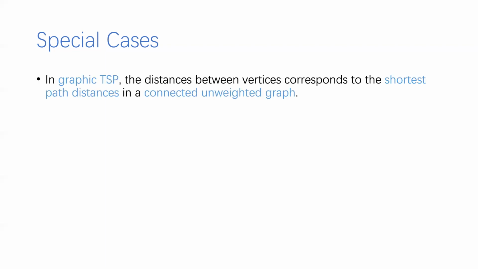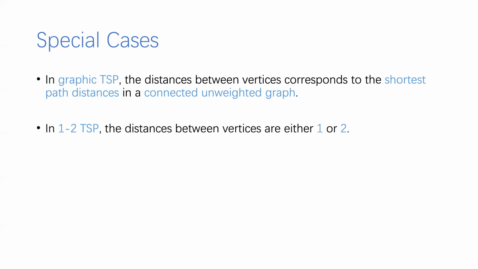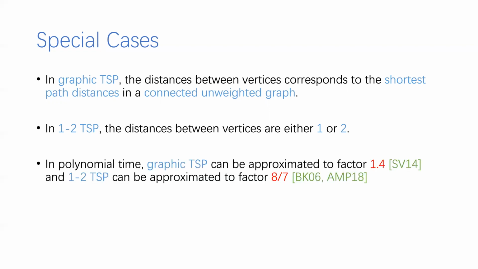For some special cases, we have some positive results. One case is Graphic TSP. In Graphic TSP, the distances between vertices correspond to the shortest path distance in a connected unweighted graph. Another special case is 1-2 TSP. In 1-2 TSP, the distances between vertices are either 1 or 2. In polynomial time, Graphic TSP can be approximated to a factor of 1.4, and 1-2 TSP can be approximated to a factor of 8/7.